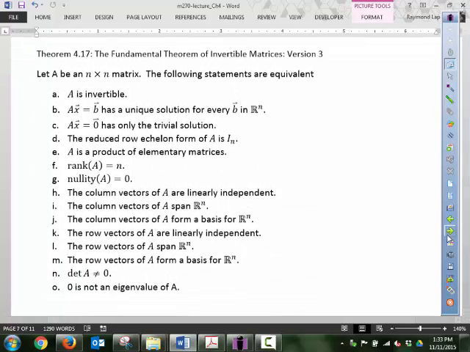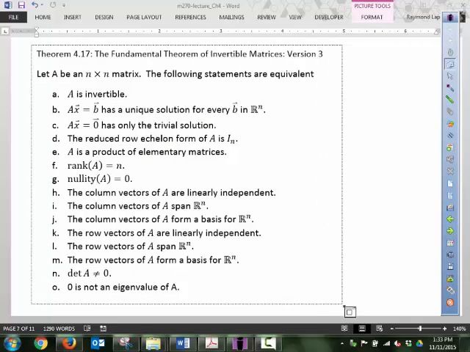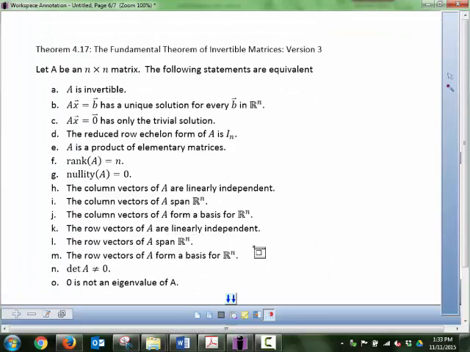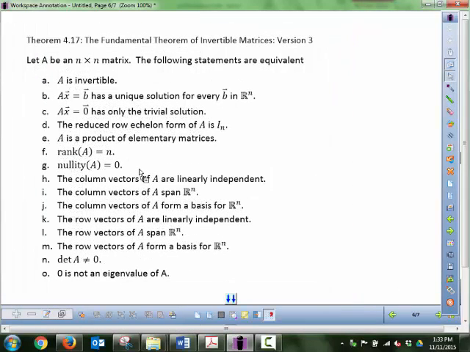I don't know if you want to rewrite everything over again, but I think this is the last version of it. I think maybe there's one more. The first time we saw this, we ended with D, and then next time we ended with J or K or something. Now we get to add a couple more things that are related to determinants and eigenvectors or eigenvalues.